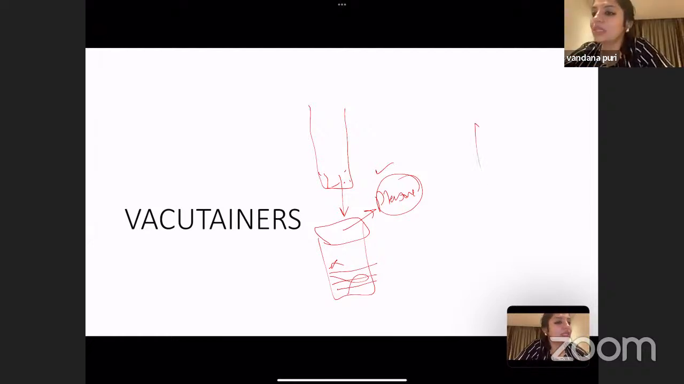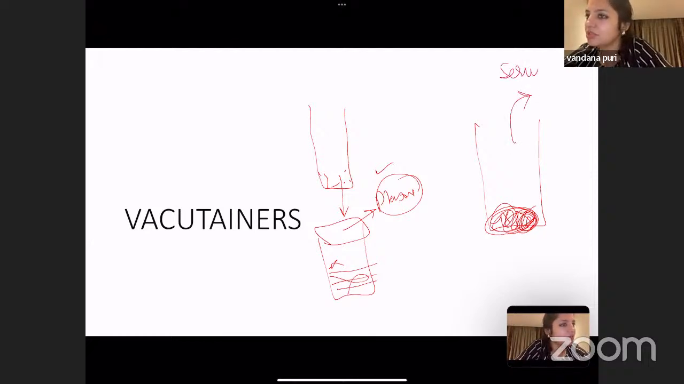Understood? Now, when there is no anticoagulant in a vacutainer, okay, what will happen? The blood will clot. When the blood clots, whatever is separated will be serum. Okay, so this will be serum. Now this serum will be used for different tests. You understand? So a simple rule: whenever I'm saying the word plasma, it means a vacutainer which has an anticoagulant. When I'm saying serum, that means a vacutainer which does not have an anticoagulant. Okay, so that should be very clear.